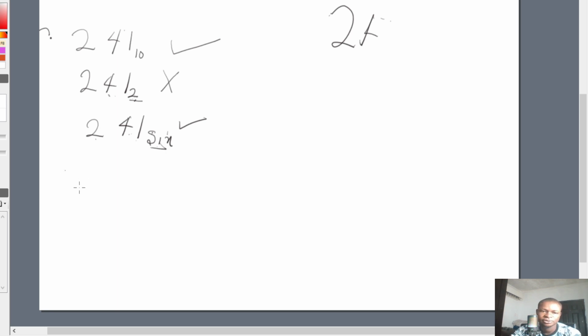Let's take for example 24. Now 24 has a natural base, which is base 10. Which means that sometimes I can put it, sometimes I might decide not to put it. So that's what it means by natural base. So take note of this that I've talked about.